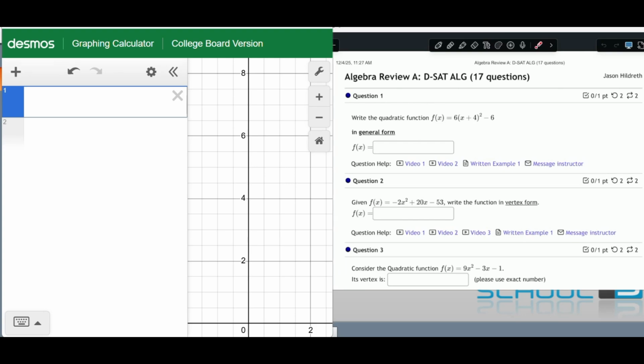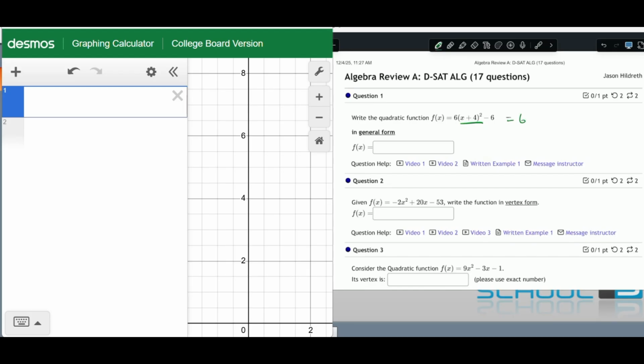Starting with this first question, this is something that you do need to be able to do by hand. Okay? There is no way to expand into a different form for Desmos. On this, what you need to do is just be able to rewrite this in the expanded general form. And the way that you would do that is to expand the binomial square.